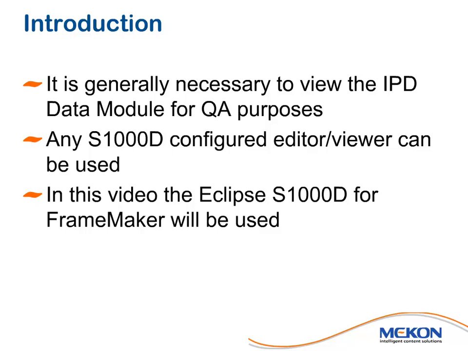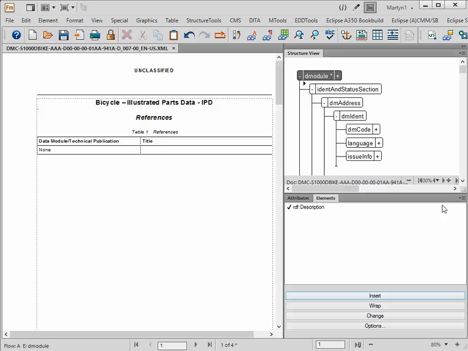As indicated previously, it's generally recognized that one would need to have a look at the IPD data module so that you can check that it's okay. But you can use any S1000D configured editor or viewer for that purpose. We're going to use the Eclipse S1000D for FrameMaker. You can use any other application that you want if it's been configured correctly. So you can see this is the FrameMaker 12 console window, and you can see that we've got the illustrated parts data in here.